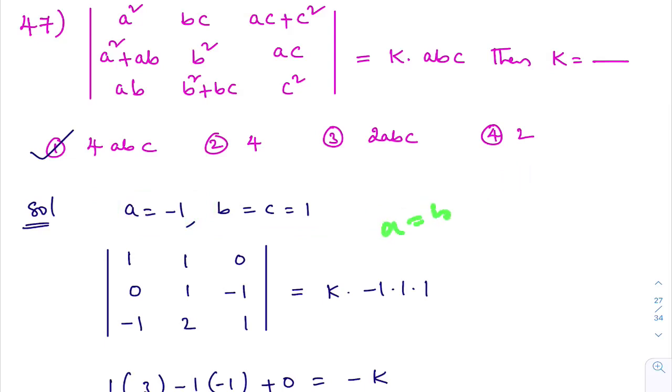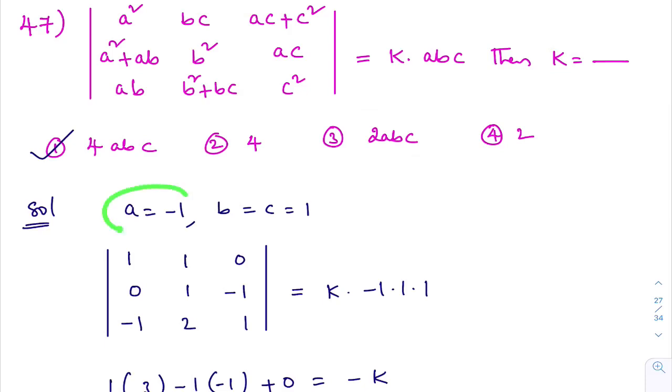If I take A value, B value, C value, all values are equal to 1, then you see this option, when I put A 1, B 1, C 1 in this, it gives 4. And here already 4 is there. Confusion is there which option to choose. And one more thing, here when I put A 1, B 1, C 1 in this, I am getting 2. Here also 2 is there. So again I need to go for another values.